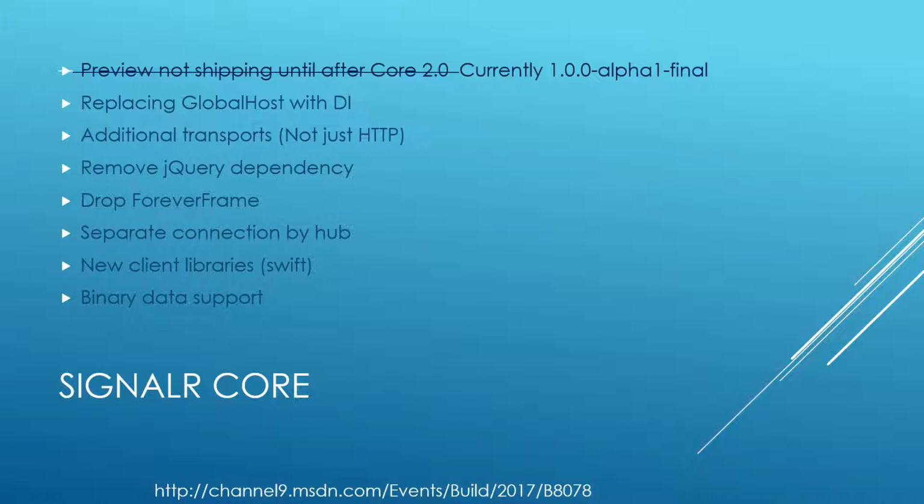They've found that when they originally did SignalR, it was going to be HTTP only. But there are places, particularly around the IoT space, where other protocols are important. And so they are extending it to support other transport mechanisms other than just HTTP. They are removing the jQuery dependency. They've dropped forever frame. They're allowing you to have a separate connection for each hub. And they also have some additional client libraries. For example, there's a Swift client library if you're in the iOS space. They're also going to be supporting not only JSON packages, but binary packages as well, so being able to optimize the binary that gets sent across the wire.